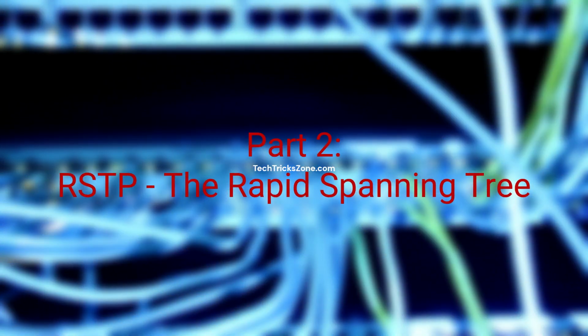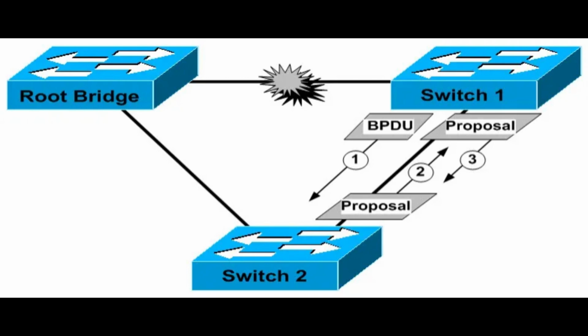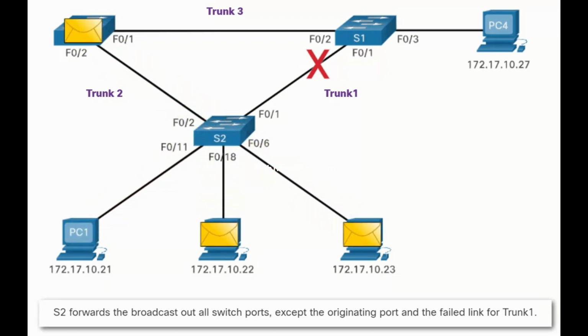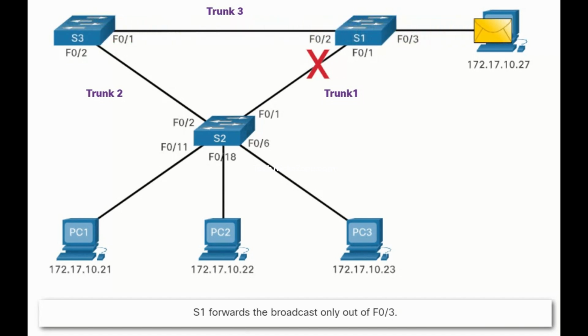Part 2. RSTP, the Rapid Spanning Tree. Rapid Spanning Tree Protocol, or IEEE 802.1w. Think of RSTP as STP 2.0. It has the same core mission, prevent loops, but it's been completely overhauled for speed.